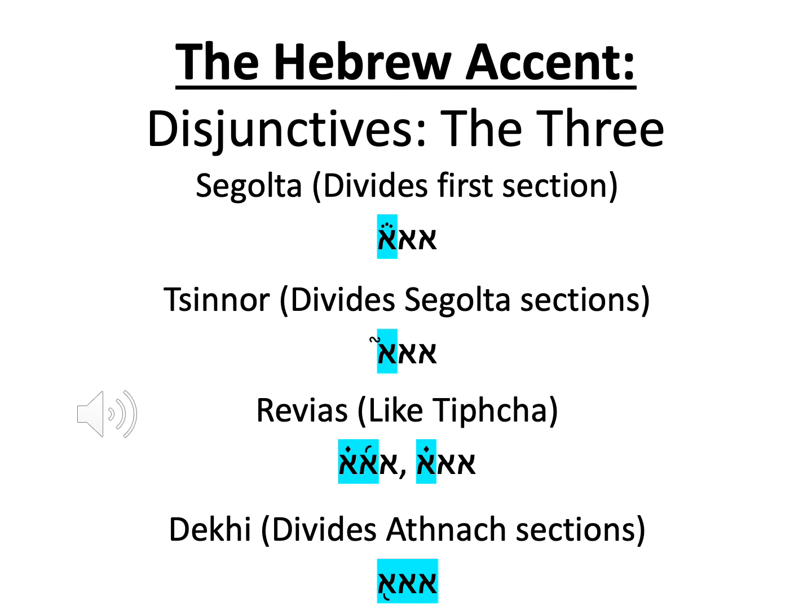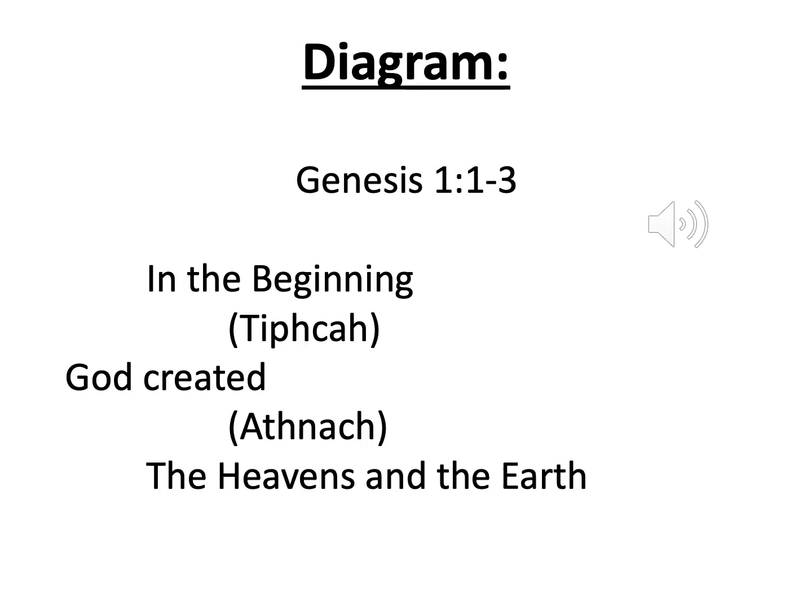Do we agree with the placement? Do we agree with the break in thought? Here is the breakdown of accents from verse 1, in the beginning, which is how we have it diagrammed as well, followed by Tifka, dividing this off from God created, which is then followed by the Atnak, dividing that half of the verse from the heavens and the earth.